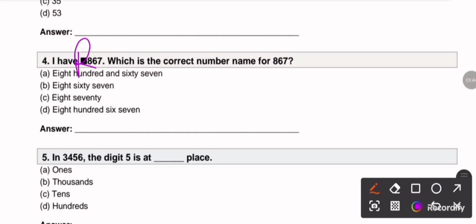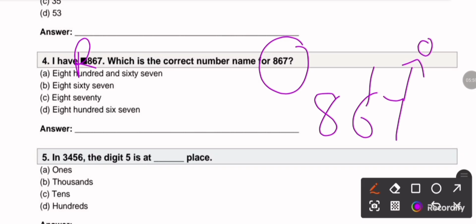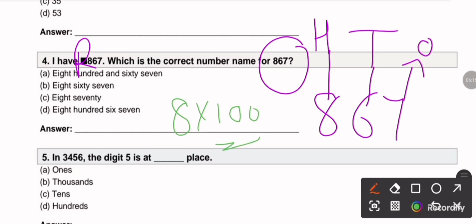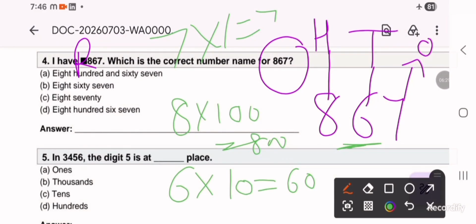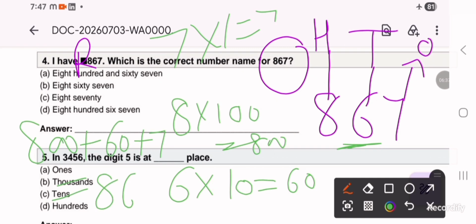I have rupees 867. Which is the correct number name for 867? Let's start to solve this question. 867. 7 is present at 1's place. 6 is present at 10's place. 8 is present at 100's place. 8 multiplied by 100 is equal to 800. 6 multiplied by 10 is equal to 60. And 7 multiplied by 1 is equal to 7. So add these numbers: 800 plus 60 plus 7 is equal to 867.